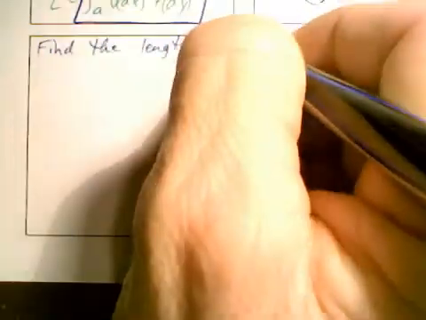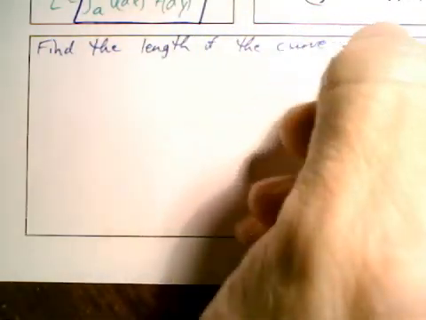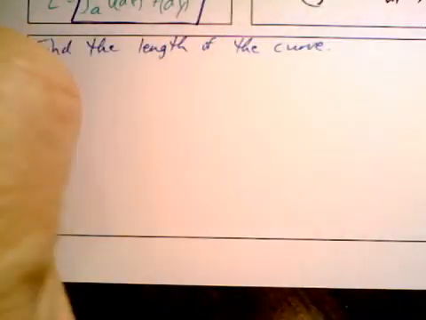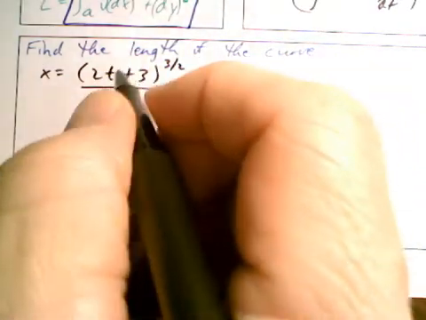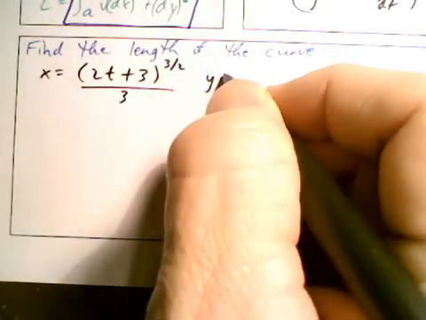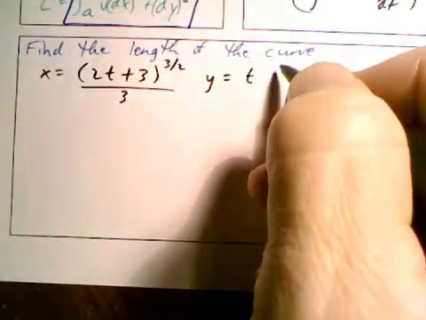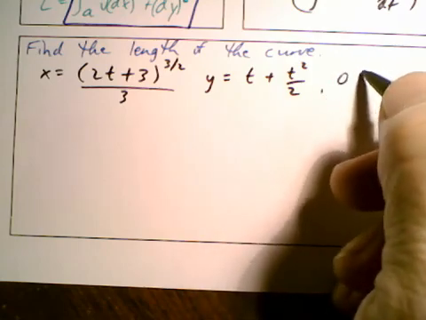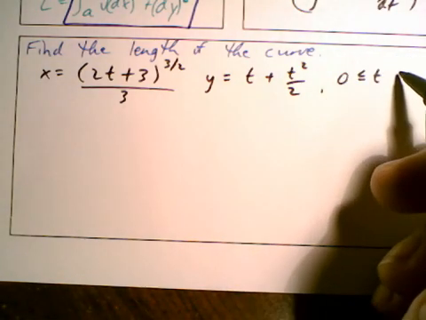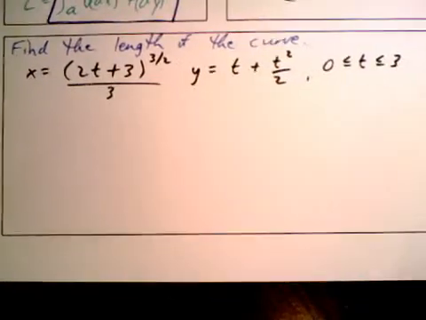Okay, so find the length of the curve. And that's what we're going to do. We're going to find the length of the curve. And the curve is represented by the parametric equations x equals, now they're going to look kind of funky here, (2t + 3) to the 3/2 power. And they have to construct these a certain way so that they work out well if you don't use your calculator. So we're not going to use the calculator on this one. y equals t plus t squared over 2, and we're going to find the length of the arc from t equals 0 all the way to t equals 3.